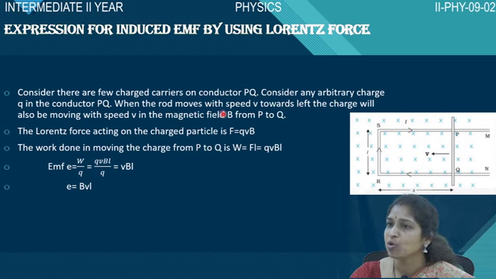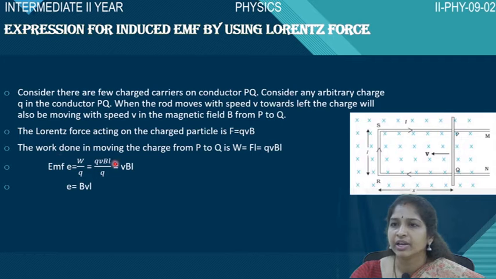The rod moves with a speed V towards the left, then the charge will also be moving with a speed V from P to Q, and where is this? In the magnetic field. So the charged particles are moving in the magnetic field. When the charged particles are moving in the magnetic field, they experience some force. The maximum force that is acting on that charged particle is F equals QVB.